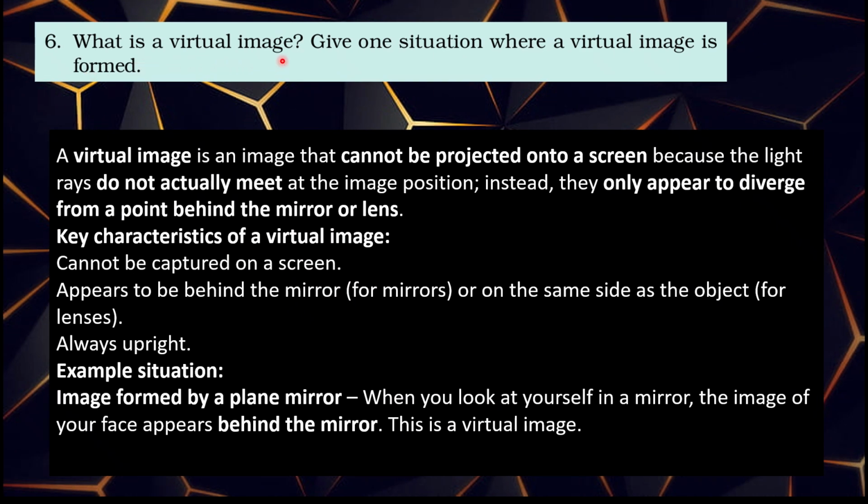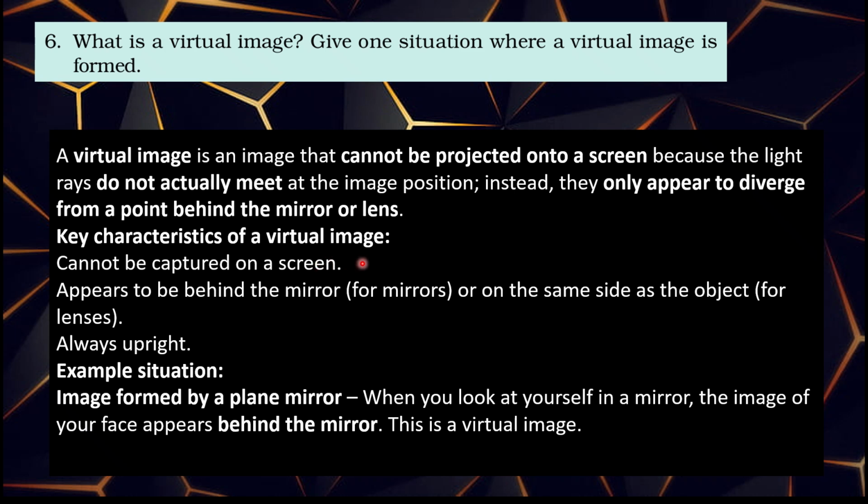Sixth one, what is a virtual image? Give one situation where a virtual image is formed. A virtual image is an image that cannot be projected onto a screen because the light rays do not actually meet at the image position. Instead, they only appear to diverge from a point behind the mirror or lens.